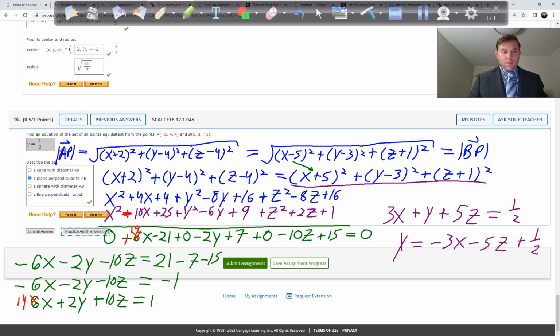So do this approach. Put in the distance formula for both points, square both sides, FOIL, combine all the like terms, and you should get some x, some y, some z equals some number. And if you type that in there, it should be correct. And then the plane will be perpendicular to AB. So that will complete section 12.1.